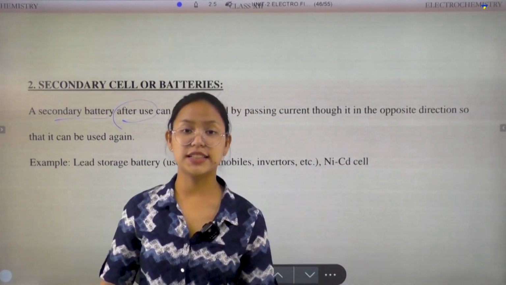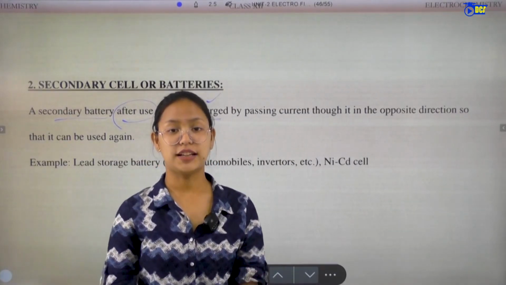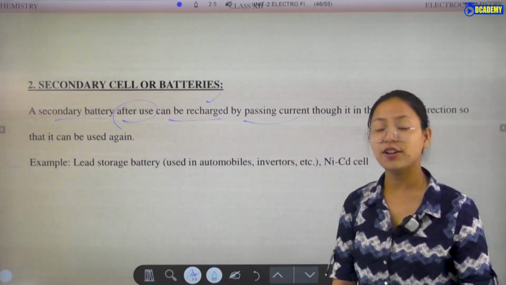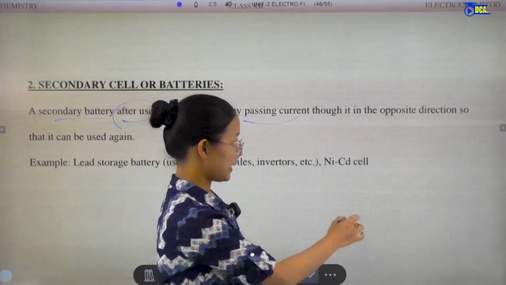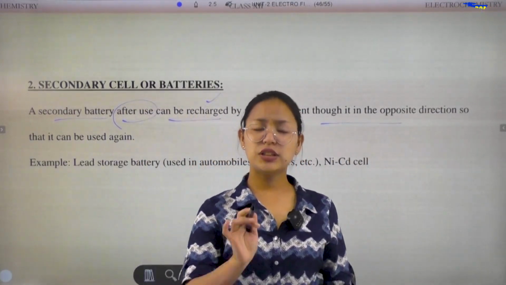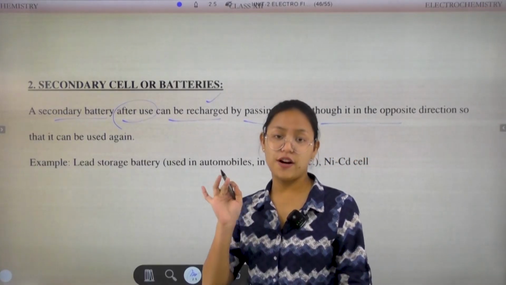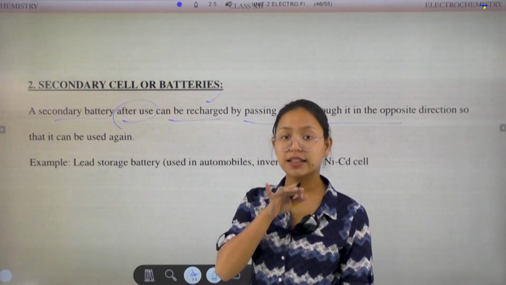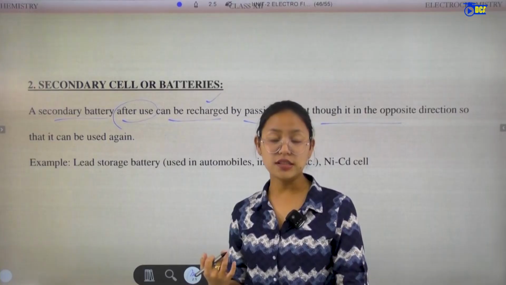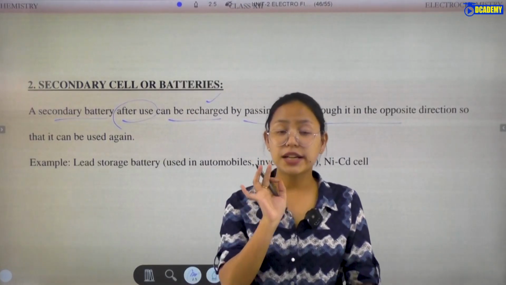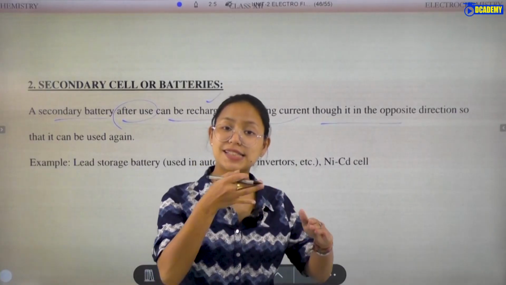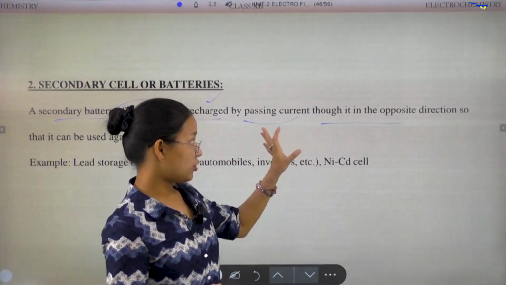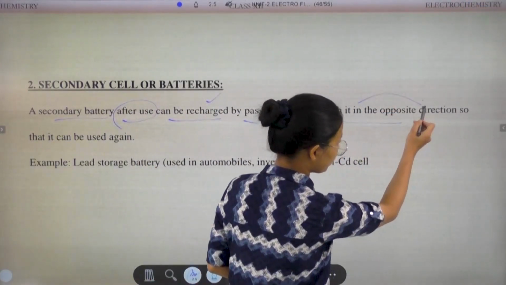Electricity is supplied to charge it. It can be recharged by passing current through it in the opposite direction. For example, the battery cell in a phone or lamp is charged by electricity supply. It is not supplying directly; AC to DC conversion is used, passing current through it in the opposite direction.